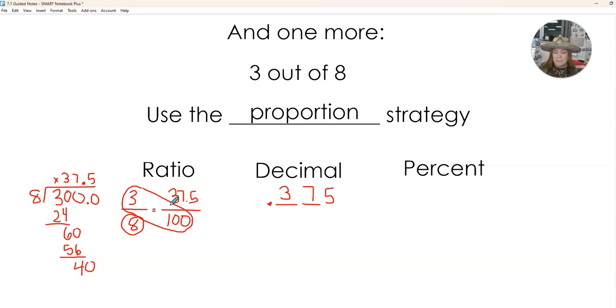So the percent, we're going to come back to our ratio, 37.5, and put our percent sign so we know it's out of 100. So they all say the exact same thing. So every single time we want to make sure we are setting up percents out of 100. That is our magic number every time.